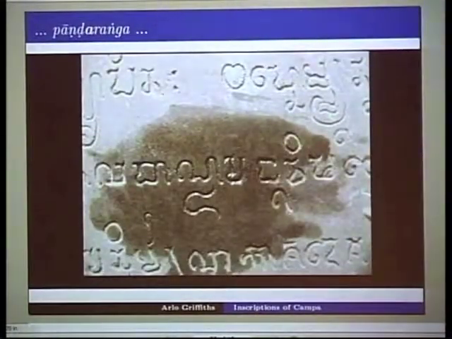Another little interesting detail in this inscription is the fact that it gives the oldest reference to the term Panduranga, which is presumably the Sanskritized version, if we presume that the Cham Panaram, which figured already in one of the inscriptions. So we have the Cham Panaram, the Sanskrit Panduranga. And the same Panduranga, it's also known from Chinese sources, figures now here. I think this is by far the oldest inscription which mentions this toponym.